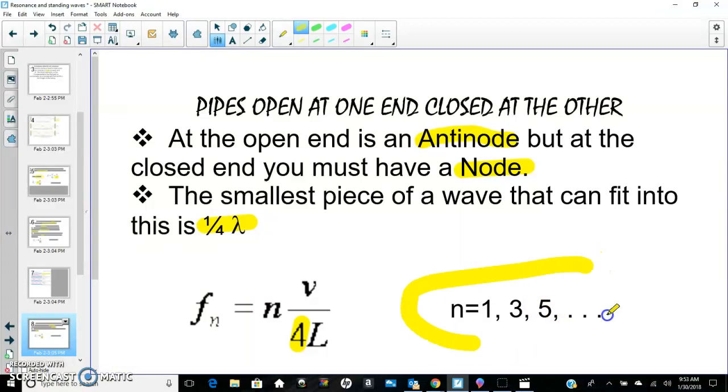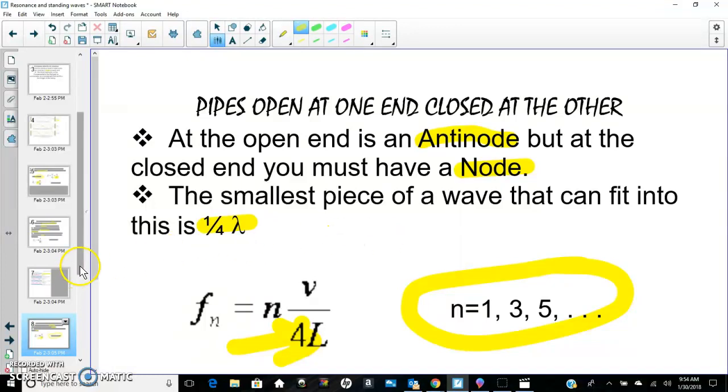We also notice that if we look at our harmonic numbers, you're not going to get any even harmonics, because even harmonics would simplify to having a 2 down here instead of a 4, and we need everything to be based on quarter wavelengths. So for pipes open at one end and closed at the other, you have a different equation than you do for strings and pipes open at both ends, because your fundamental is based on quarter wavelengths instead of half wavelengths.